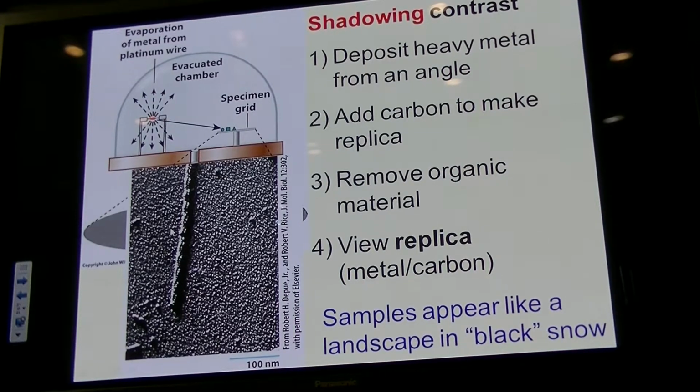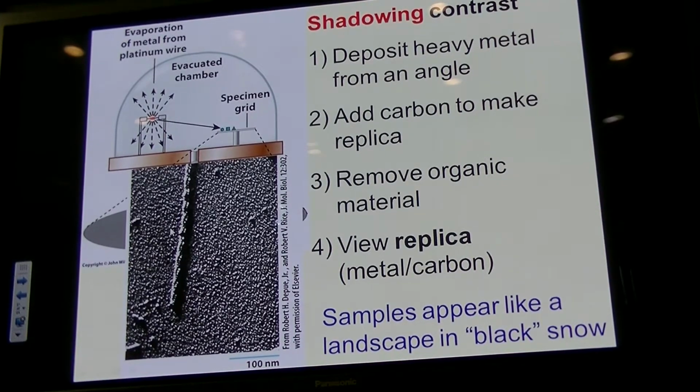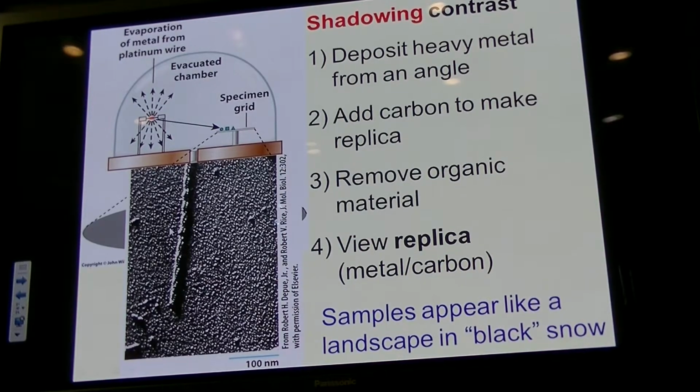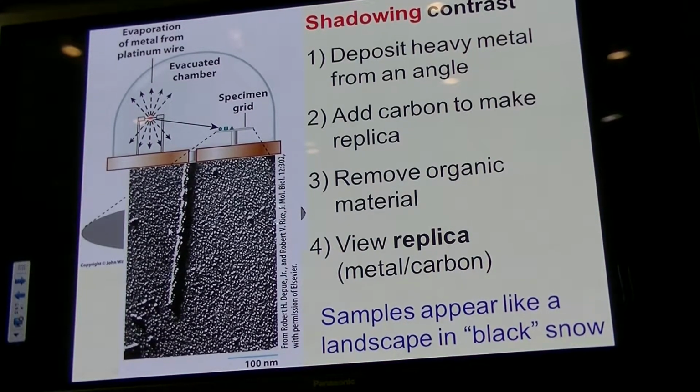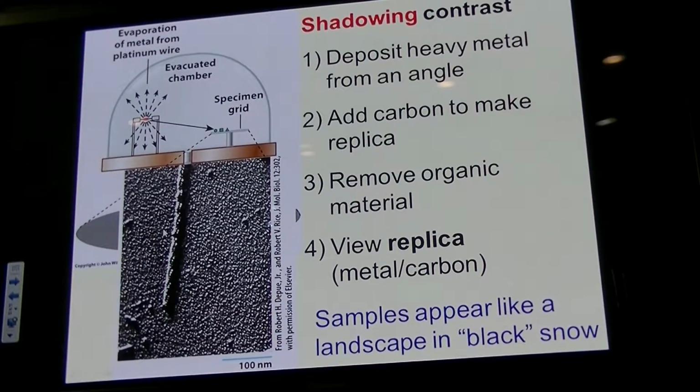So where was the shadowing from? Was it from the left, from the right? If you look at your perspective here, look at this image. What do you think? Yeah, it seems like it's from the right, right?